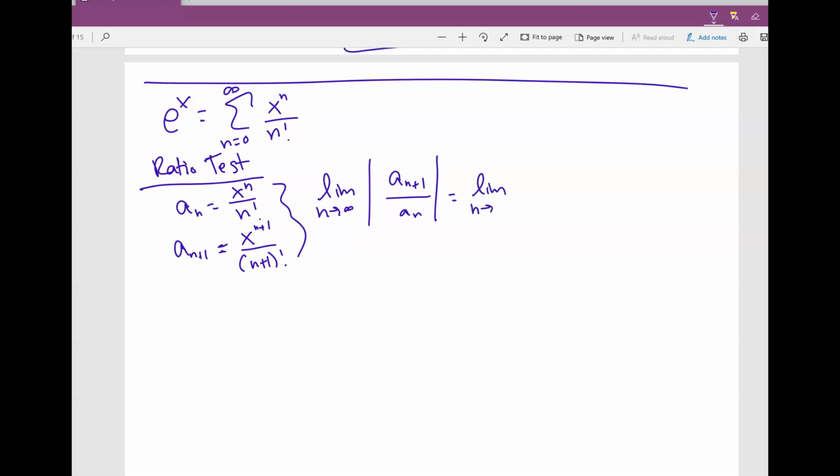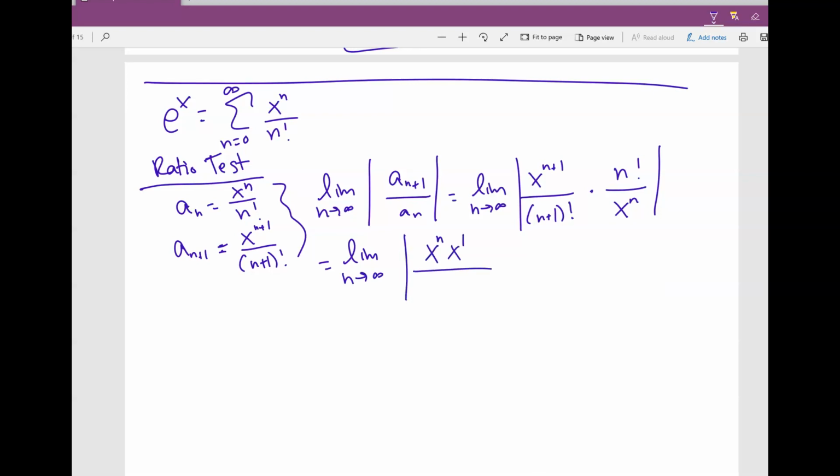So we have the limit as n goes to infinity of a sub n plus 1, which gives me x to the n plus 1 over n plus 1 factorial, times the flipped version of that one, which is n factorial over x to the n. So we have the limit as n goes to infinity of x to the n, x to the first. The bottom part is just going to be n plus 1 times n factorial. Then you have n factorial over x to the n. You can see that the x to the n's go away, so do the n factorials.